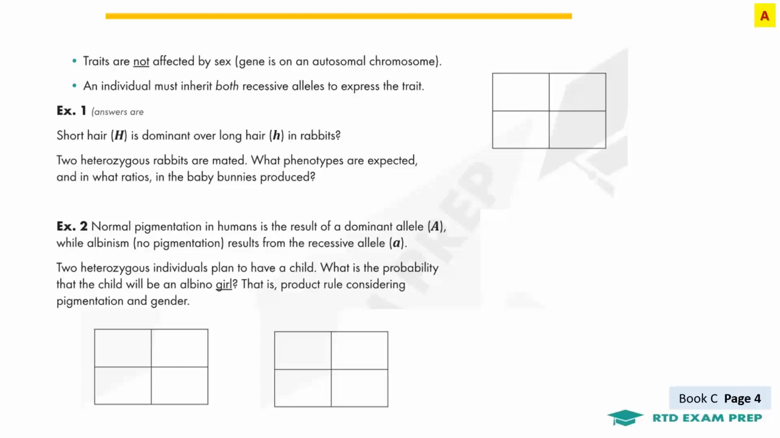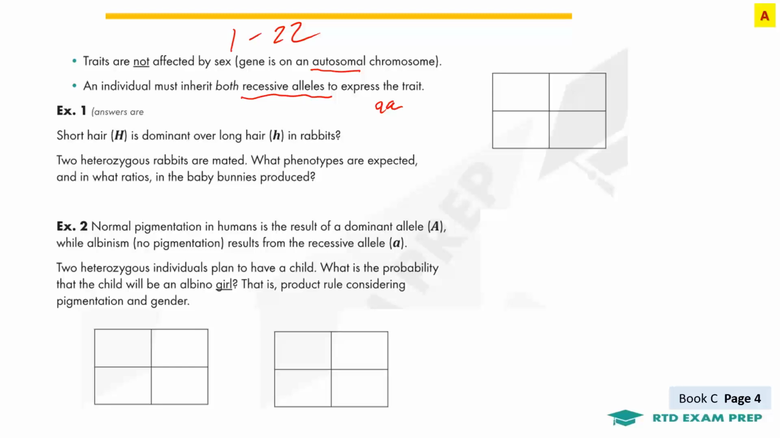I'm going to start now with example 1. Here we've got the definition of autosomal: traits not affected by sex. So that's pairs 1 to 22 in humans. It also notes that you must have 2 recessive alleles to express that trait, so like little a, little a.